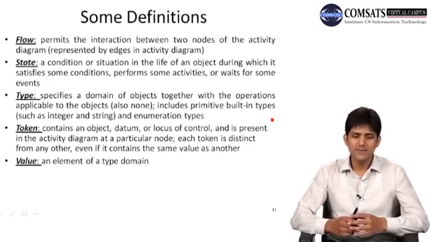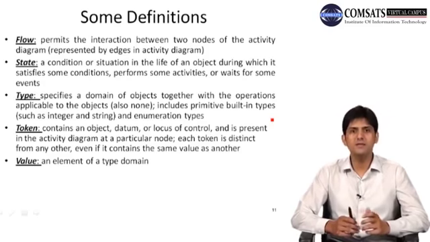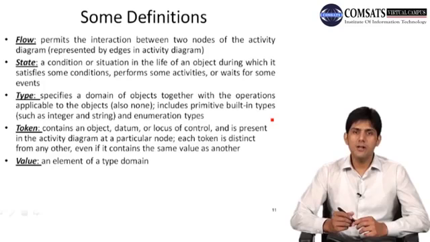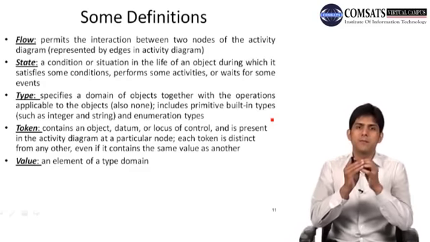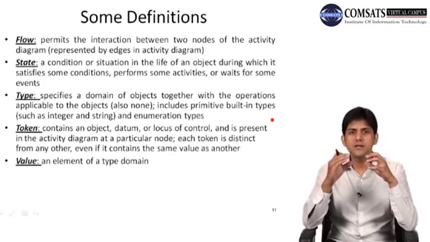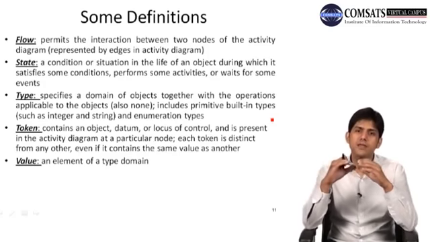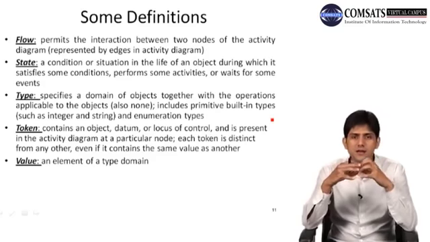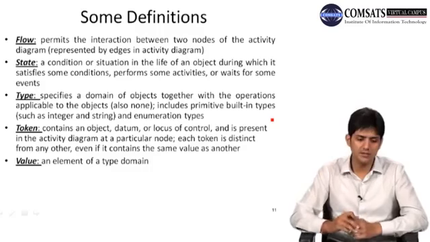And what is a state? State is a condition or situation in the life of an object during which it satisfies some conditions, performs some activities, or waits for some events. We saw that there is data flowing between different activities, but you will see in a moment that we tend to wait for certain events or a certain set of actions, and only then the data is passed. So in an activity diagram, there are different states, and depending on those states, the data flows between different activities.